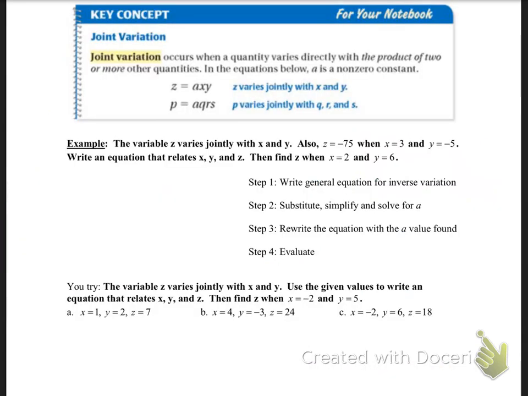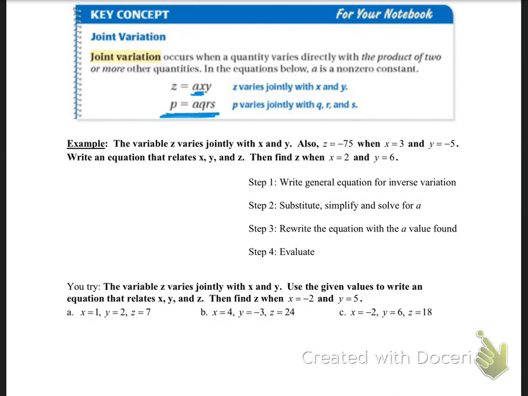Let's move on to joint variation. Joint variation is similar to direct variation, but now you're going to have other letters joining ax on that side. So it's still multiplication, but now instead of just having ax, y has joined them. So joint variation.